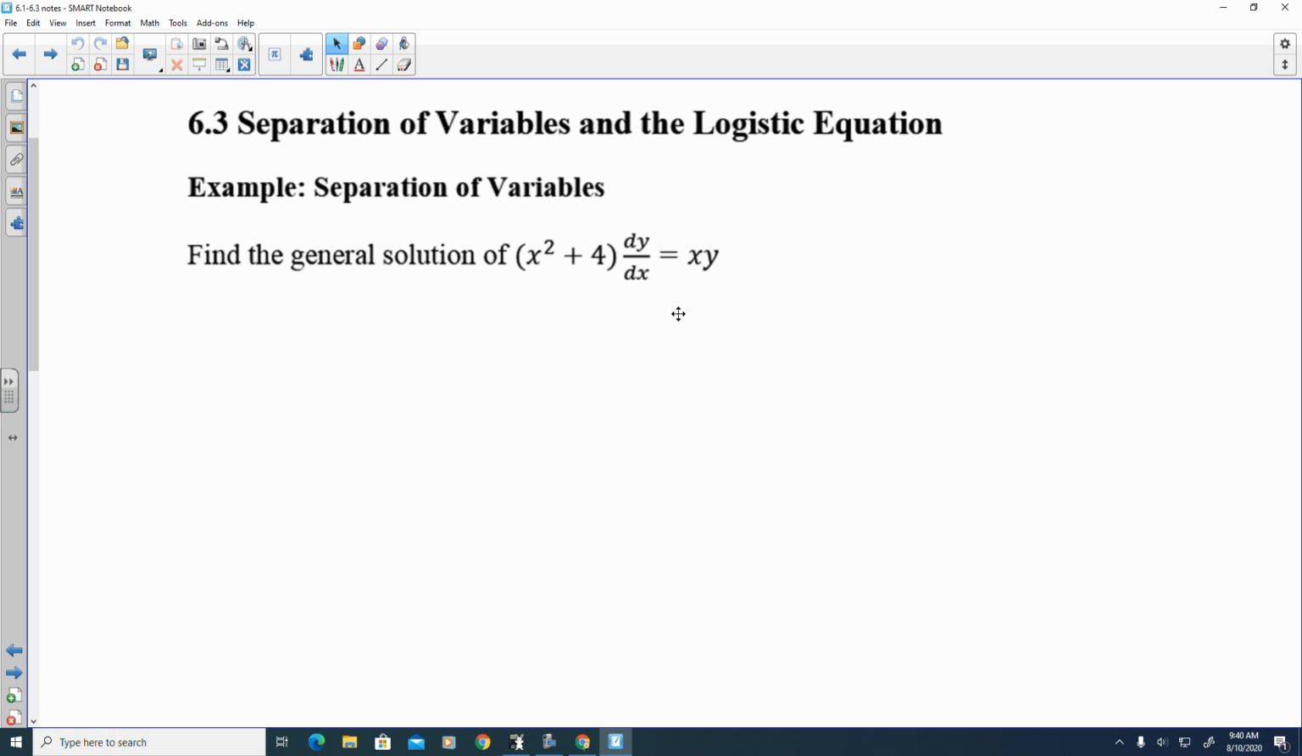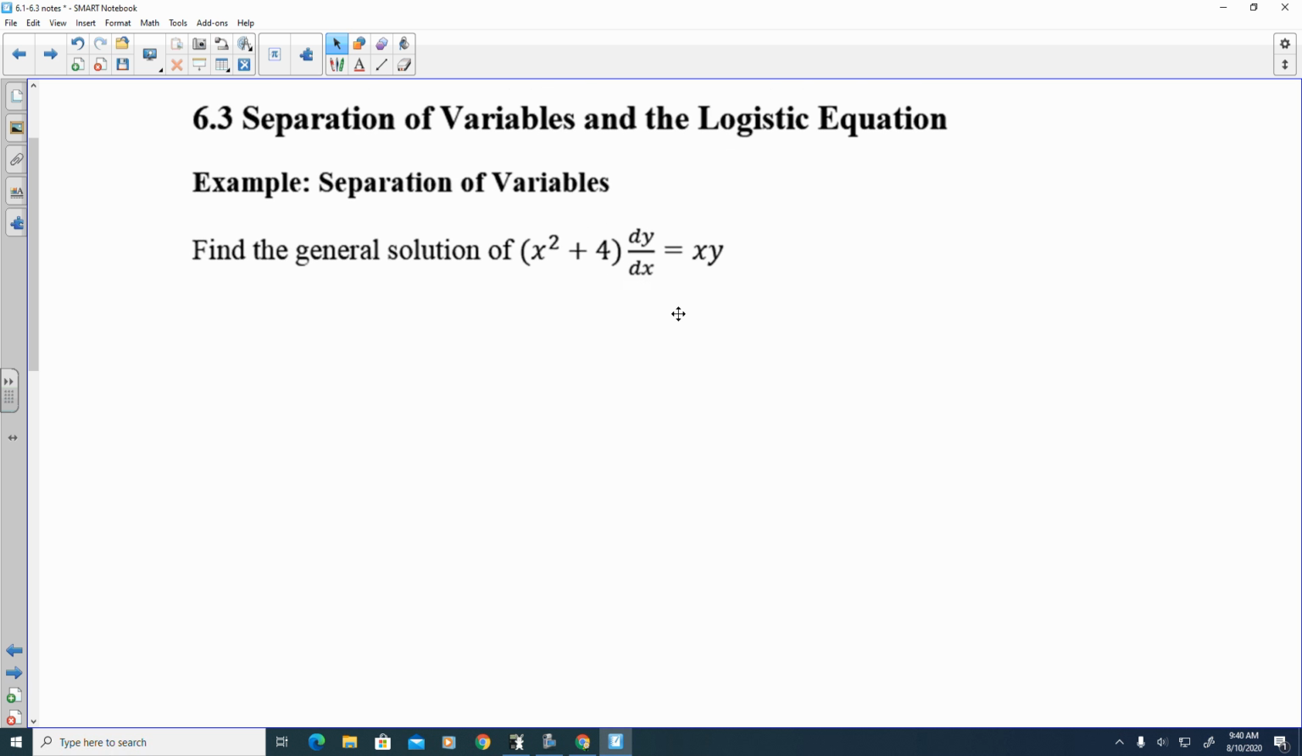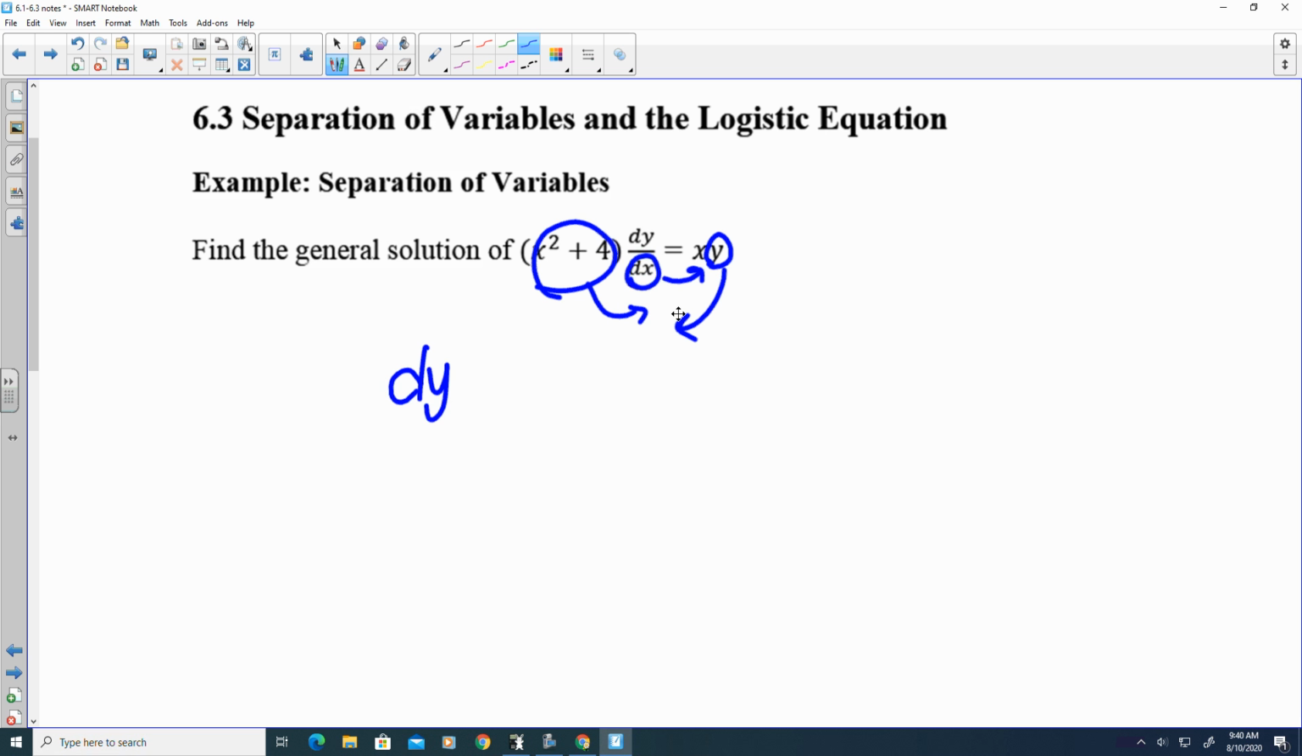So I'm going to leave the dy there. I'm going to need to multiply the dx over, divide the x squared plus 4, and bring the y over. So all of those steps, I'm going to end up with dy over y equals x over x squared plus 4 dx.